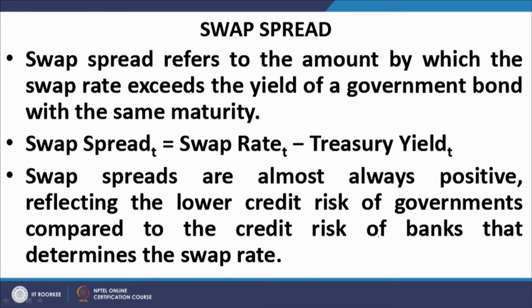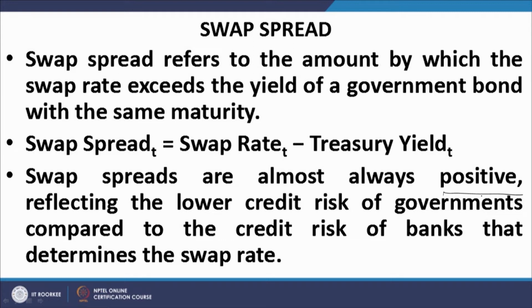Swap spread. Swap spread refers to the amount by which the swap rate exceeds the yield on a government bond. So, this is simple. Swap spread refers to the amount by which the swap rate exceeds the yield on the government bond with the same maturity. Swap spread is equal to swap rate minus treasury rate or treasury yield. Swap spreads are almost always positive. Why should they be positive? Because the swap rates refer to risk which is greater than that for government treasury instruments.